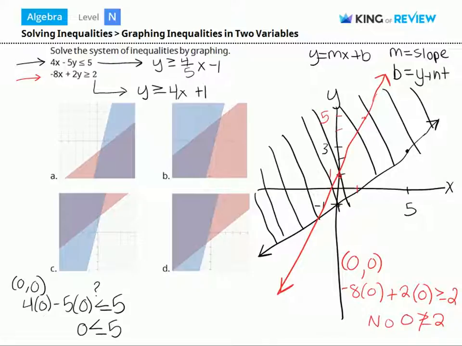Therefore, I know that the point 0, 0 is not part of the solution. So I'll shade the side of the line that does not include the point 0, 0. So I'll shade like this.